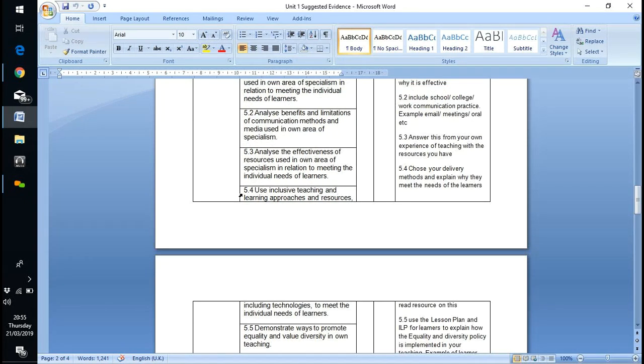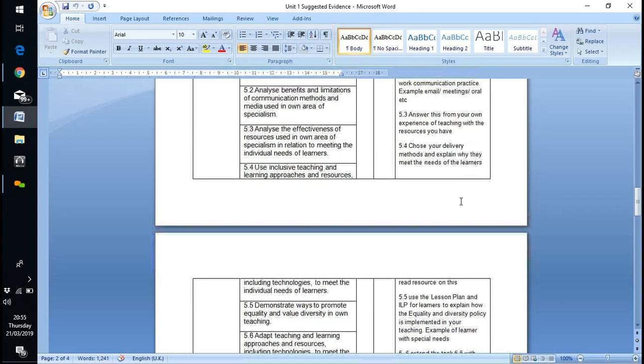Use inclusive teaching and learning approaches and resources, including technologies, to meet the needs of learners. So that's anything where you use any form of technology in terms of how you deliver the programs that you deliver. I could talk about things like the use of the interactive whiteboards and the projectors. Yeah, you've got it.